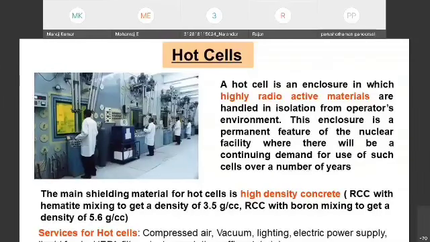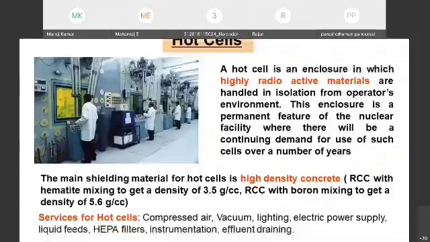He will have a wrist, he can move his hands up and down, or it has 360 degrees of rotation. All operations can be done through these manipulators. Generally, in these types, we have shielding. The main shielding material for hot cells is high density concrete, which is 3.5 gram per cc, with boron mixing. These are the concrete grades used in hot cells.